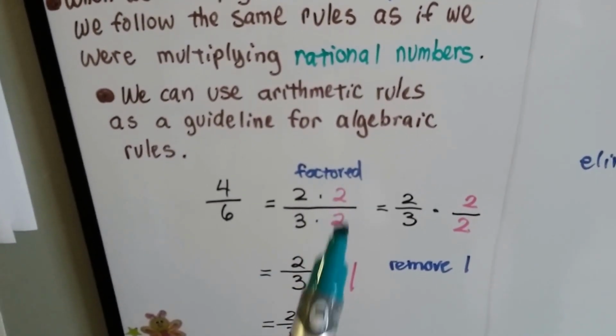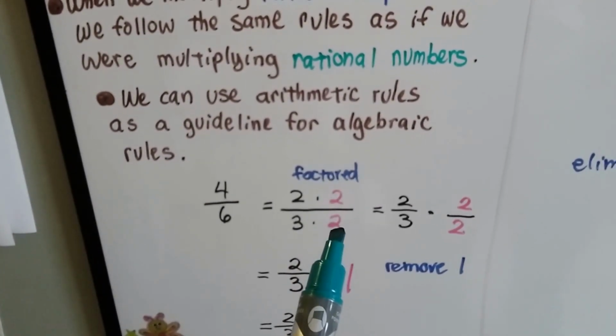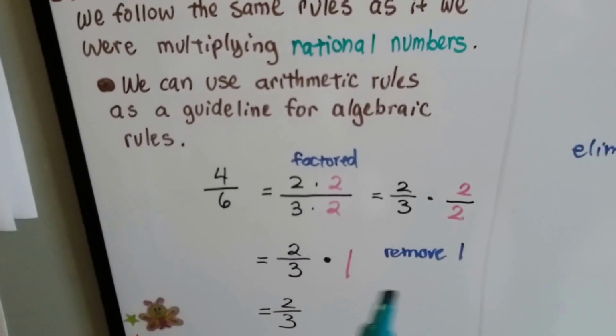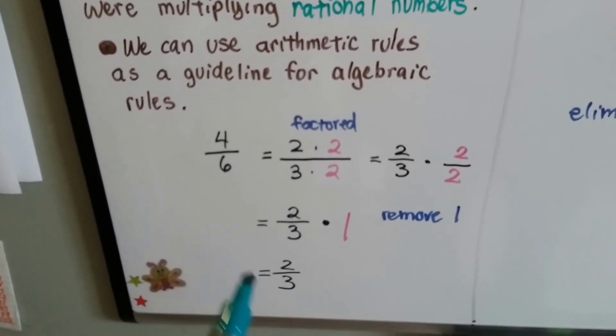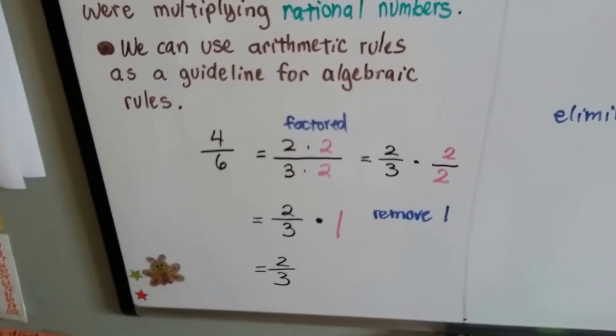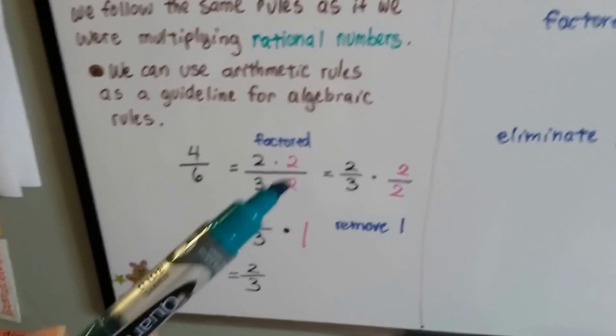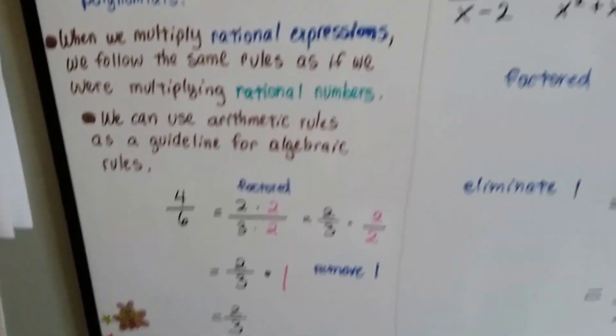We can see that this 2 over 2, this common numerator and denominator, is going to equal a 1, isn't it? Well, we can remove that 1, and we know that 4/6 is equal to 2/3 when we simplify it, see? So that's basically all we're going to do in this video, except we're going to use rational expressions and create and remove 1s, okay?